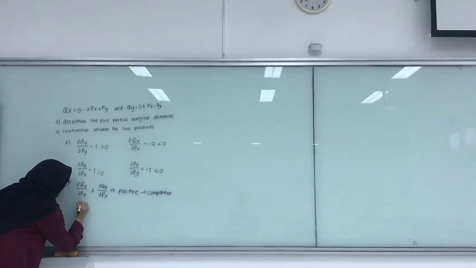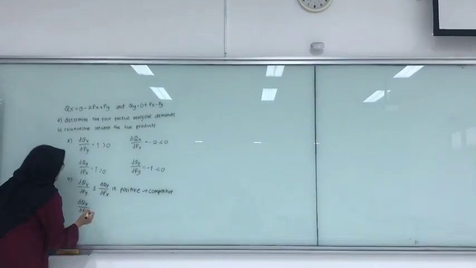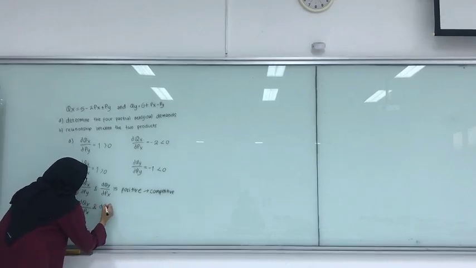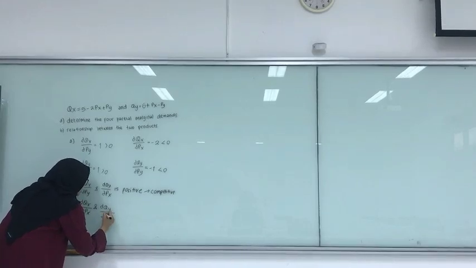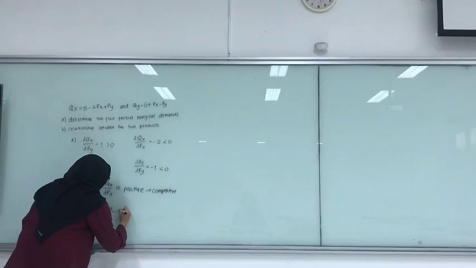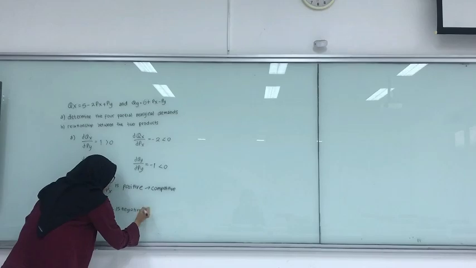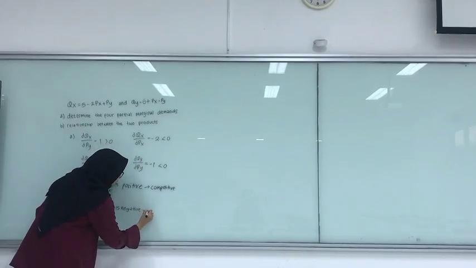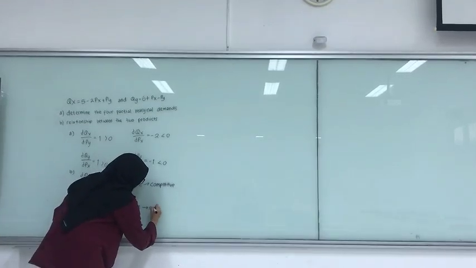For ∂Qx/∂Px and ∂Qy/∂Py, the value is negative, or less than 0. So the relationship between the two products is complementary.